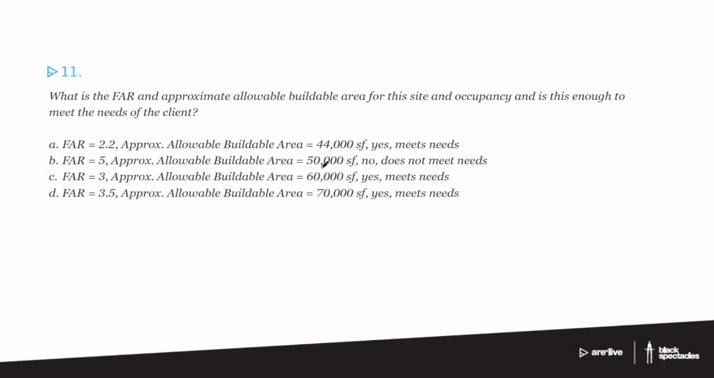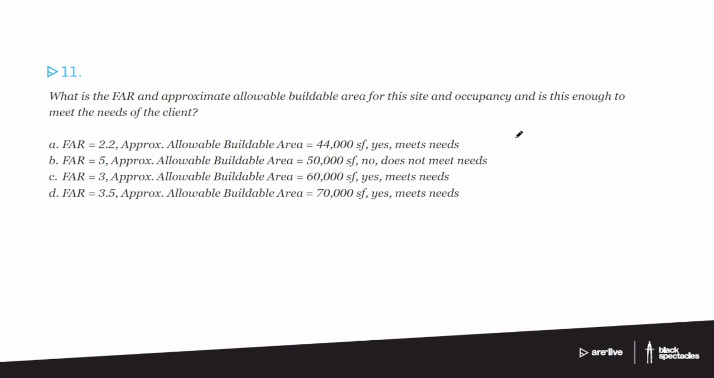What is the FAR and approximate allowable building area for this site and occupancy, and is this enough to meet the needs of the client? So we have a couple of different answers here. A is FAR at 2.2, B is FAR at 5, C is FAR at 3, and D is FAR at 3.5, so the floor area ratio at any of those numbers. And then there's different allowable building areas set there, and some yeses and some nos.